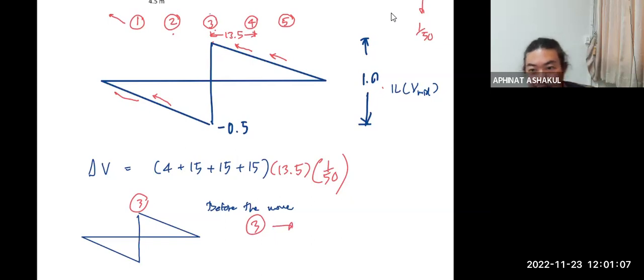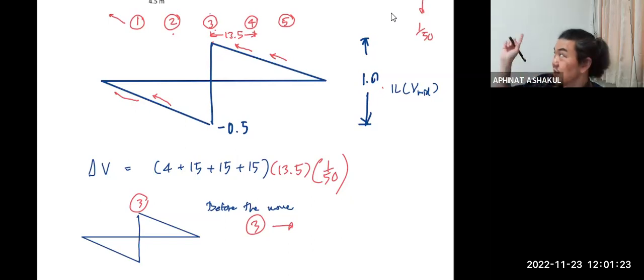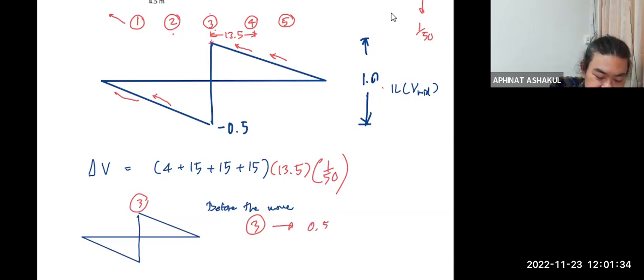Load number 3 used to give us the positive shear because it used to stay on top. And the value of positive shear it gives is equal to the ordinate here, which is 0.5, multiplied by the load itself, which is 15.